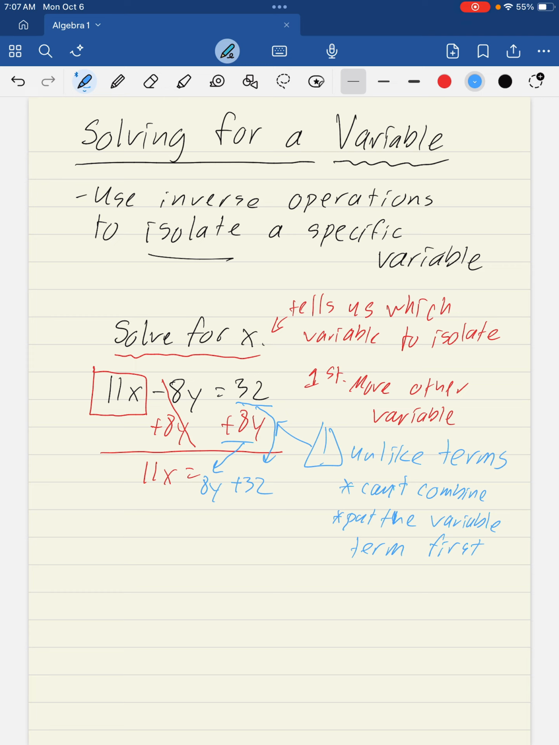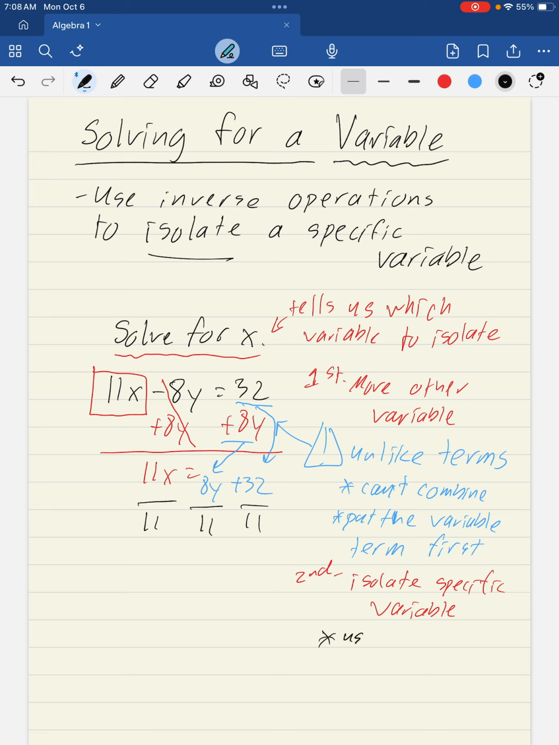Our second move is to isolate our specific variable, the x, using our classic inverse operations. So we're going to divide everything by 11. I say everything, so we divide each of these terms by 11. And usually that's what we do: usually it's going to be dividing every term by the value before the variable.